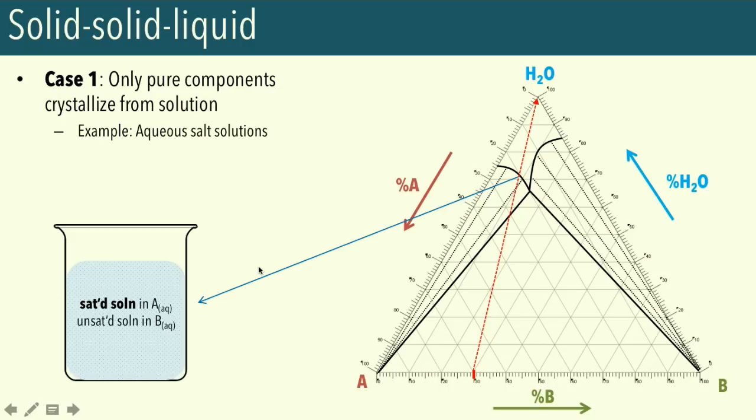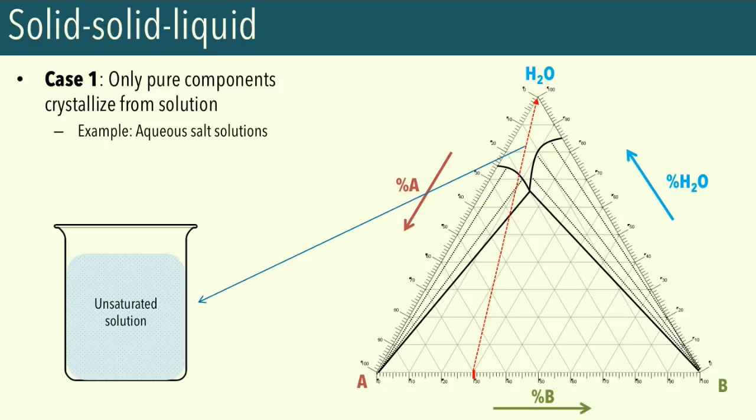Once we add even more water, this is the point where we have a completely unsaturated solution now. We have gone beyond the solubility limit of A and B, so overall we have a homogeneous solution which is now unsaturated in both A and B. So this is for our first case, when our pure components just crystallize from solution.